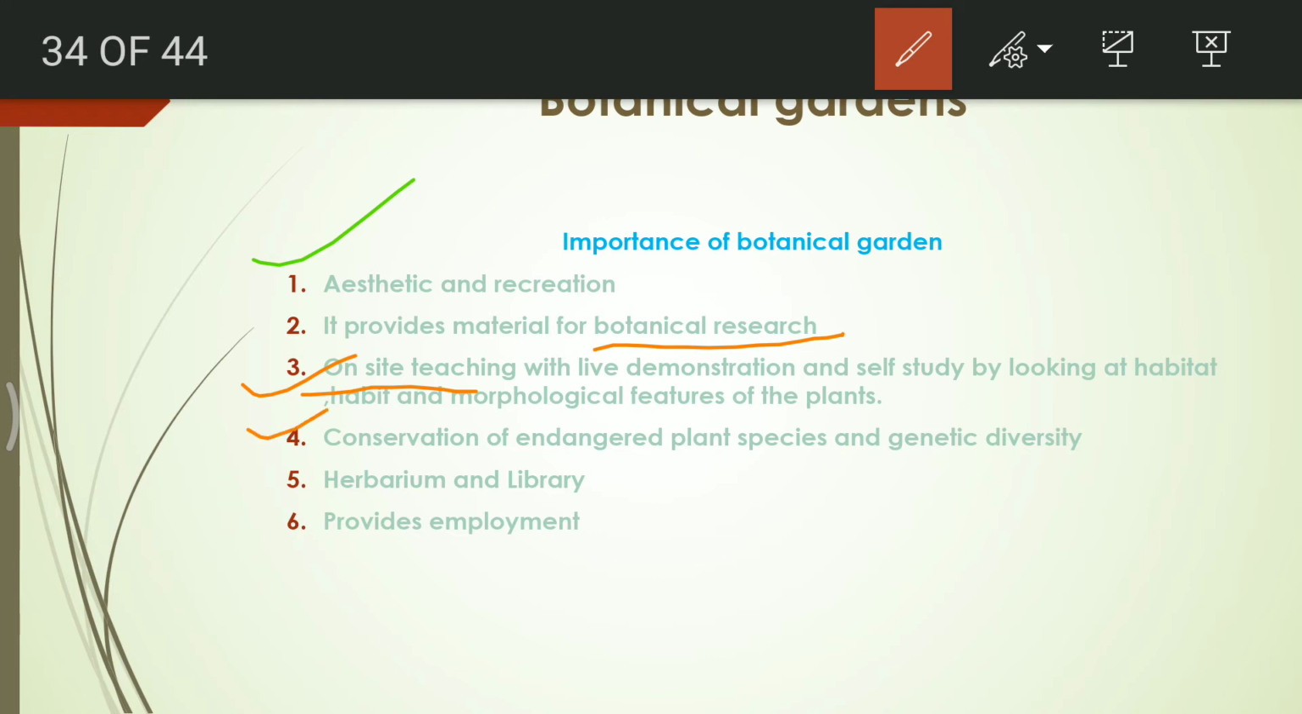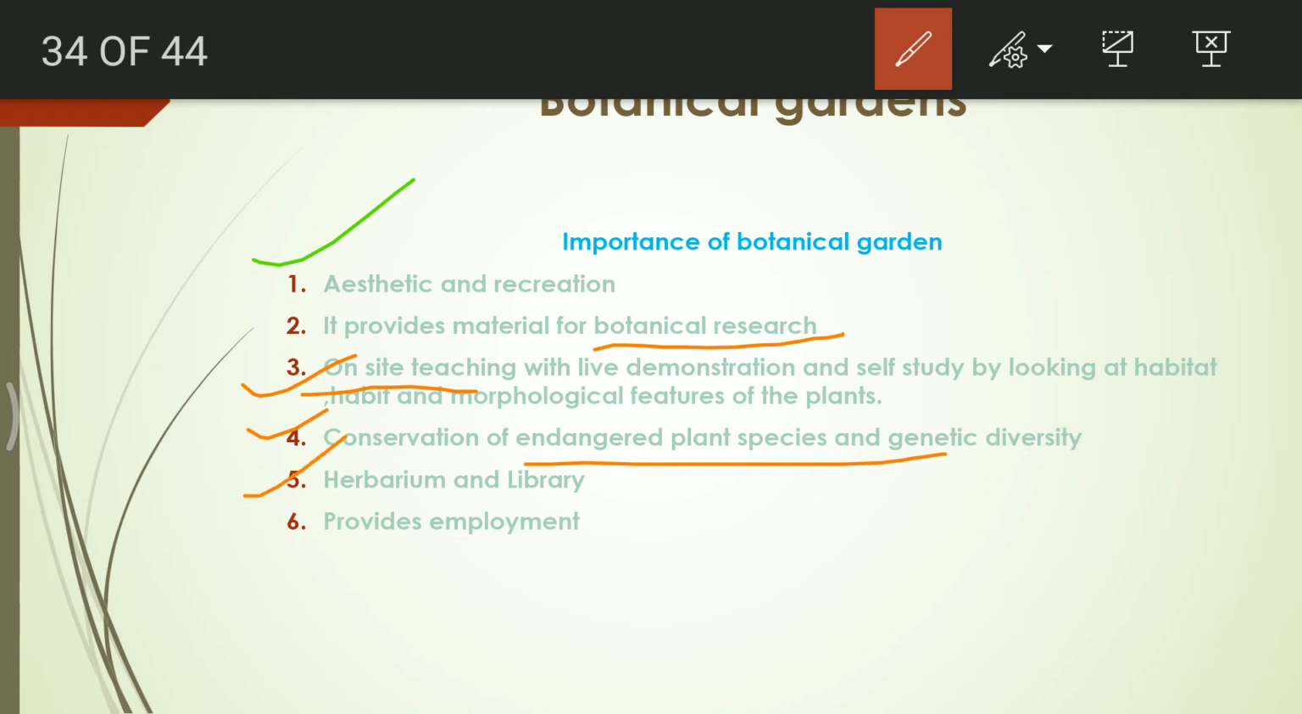Next part is the conservation of endangered plant species. Some of the plant species which are not found anywhere else in the surroundings are grown over there, or they have been conserved, still protected in the environment of the botanical garden. So in that way it becomes very important.